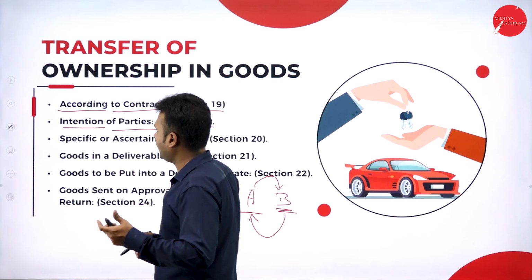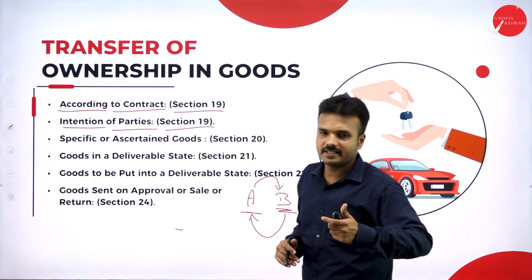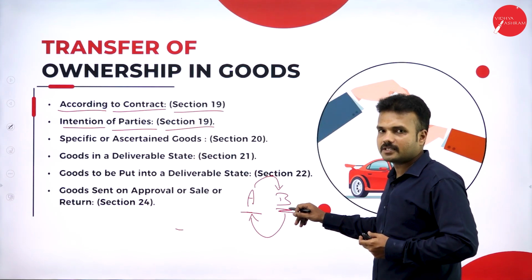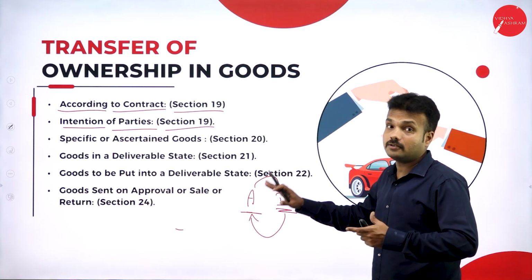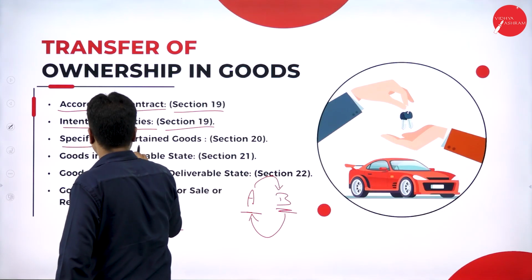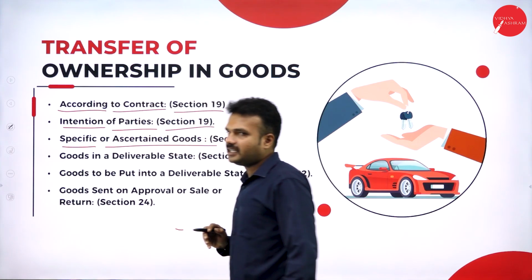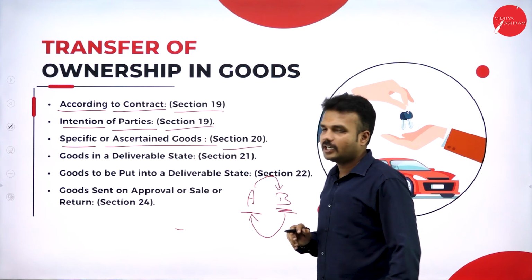Intention of parties: both parties must intend to purchase and sell. It means the buyer intends to purchase the good, and the seller is ready to sell the good. Next, specific or ascertained goods, according to Section 20.